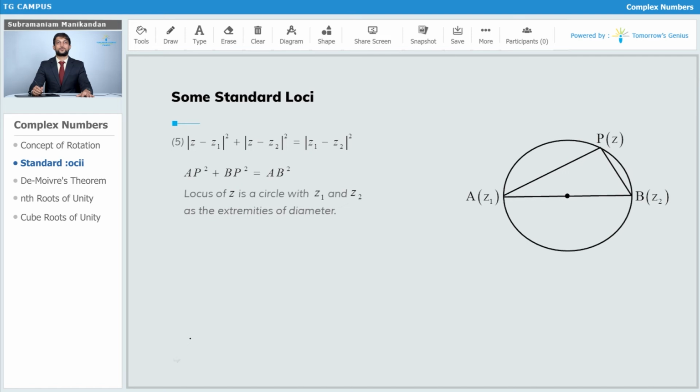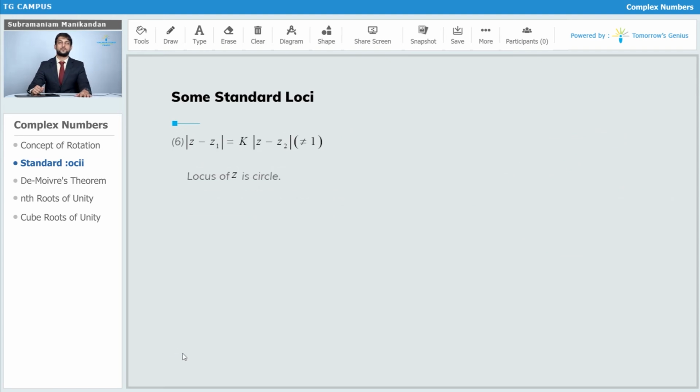Now, how do we write the equation of a circle in the diameter form? If the extremities of the diameter of a circle are given as z1 and z2, then we can write the equation of the circle as modulus of z minus z1 the whole square plus modulus of z minus z2 the whole square is equal to modulus of z1 minus z2 the whole square. That's basically the statement of the Pythagoras theorem written in complex number form. And the simple equation of a circle is given by modulus of z minus z1 is equal to k into modulus of z minus z2, right?